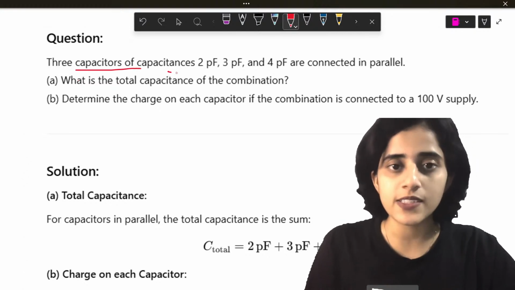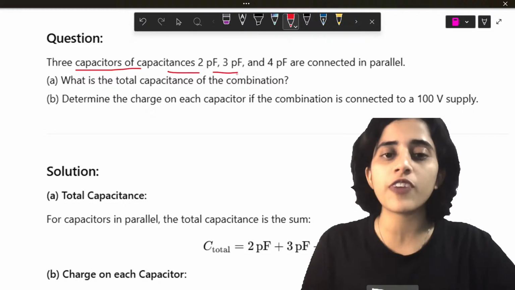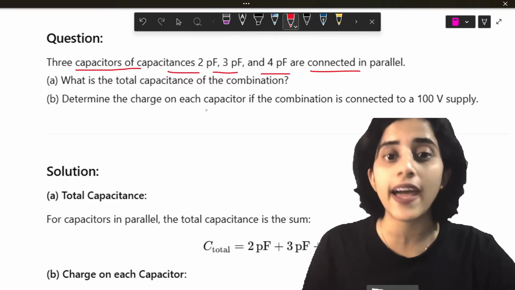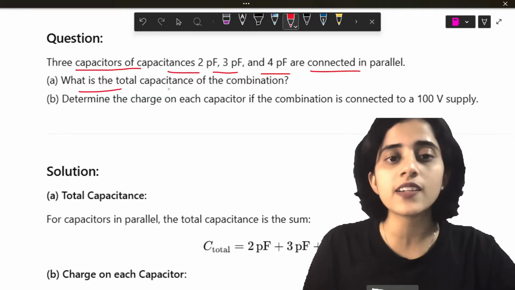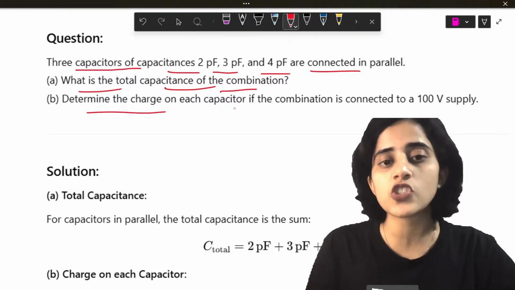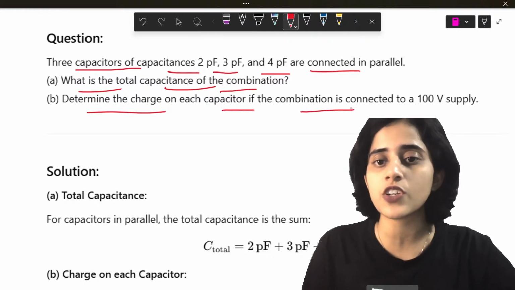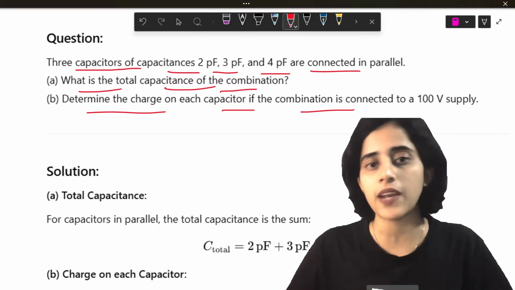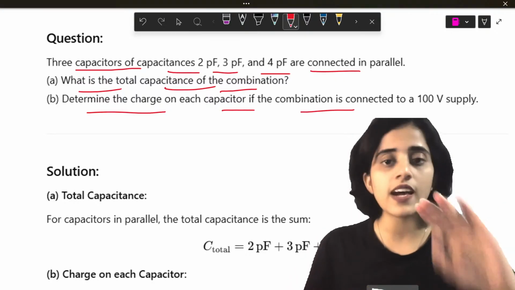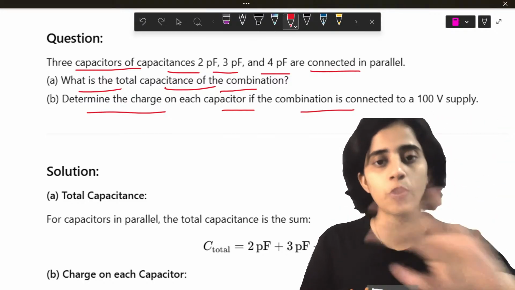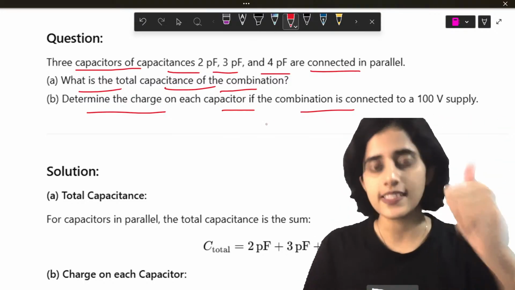3 capacitors of capacitance 2 picofarad, 3 picofarad and 4 picofarad are connected in parallel. What is the total capacitance of the combination? Determine the charge on each capacitor if the combination is connected to a 100-volt supply. So first we will be doing a few 3-mark numericals and then we will be doing all 5-mark numericals. Is that a deal?